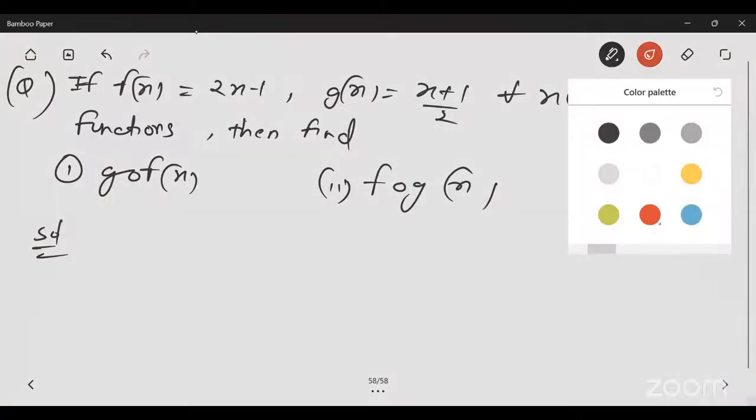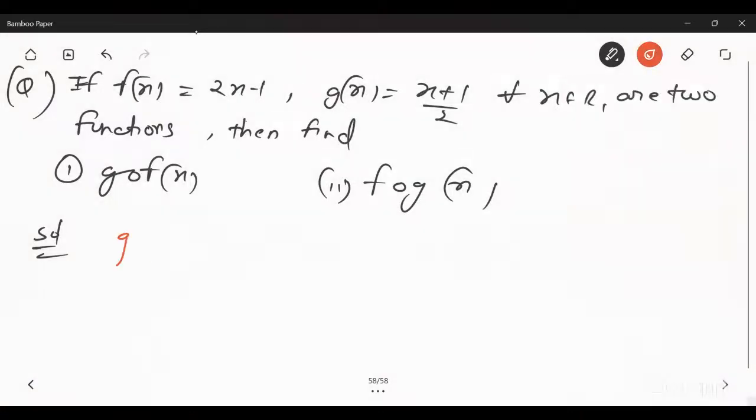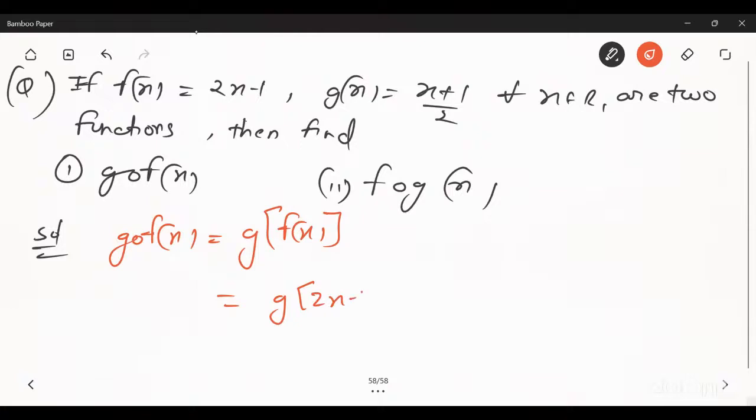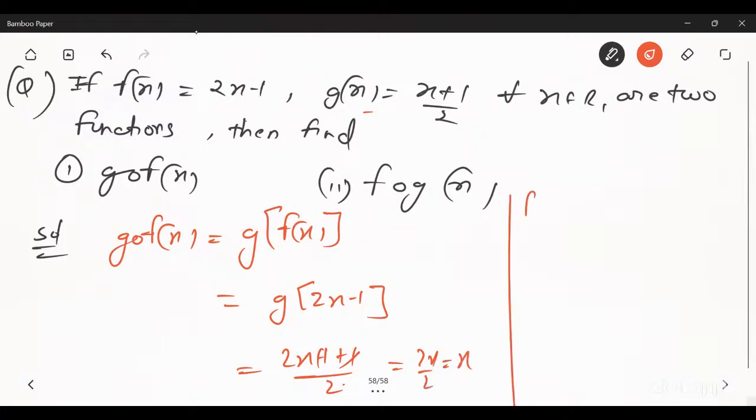Now come to the solution. First is g o f of x, which means g of f of x. So what is f(x)? 2x minus 1. So g of 2x minus 1. In place of x in g(x) you have to put 2x minus 1. So (2x minus 1 plus 1) by 2. So you will get 2x by 2, x as answer.